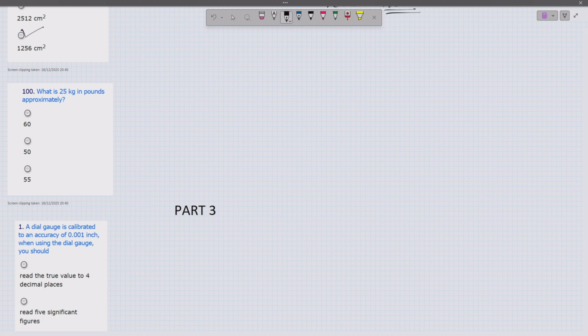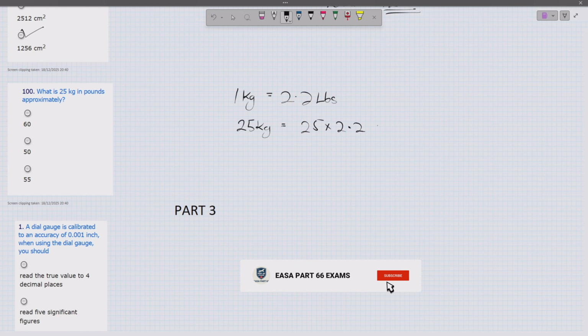Question 100. What is 25 kilogram in pounds approximately? So we have 1 kg, approximately 2.2 lbs, that's pounds. So 25 kg will be 25 times 2.2. That will give you an approximation of 55 pounds.